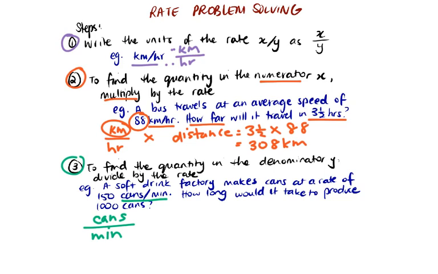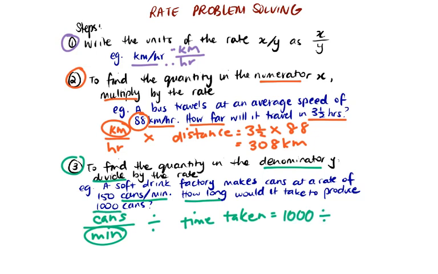The second thing I'm going to do is find out what the question is asking me to calculate. And it says how long, which means time. And I can see that this is my denominator. So if it's my denominator, I need to divide. So if I want to know time taken, I'm going to first write down the number of cans that I have, which is 1,000. And I'm going to divide that by the rate that I have, which is 150. And that's because I'm looking for the denominator value, which is time.